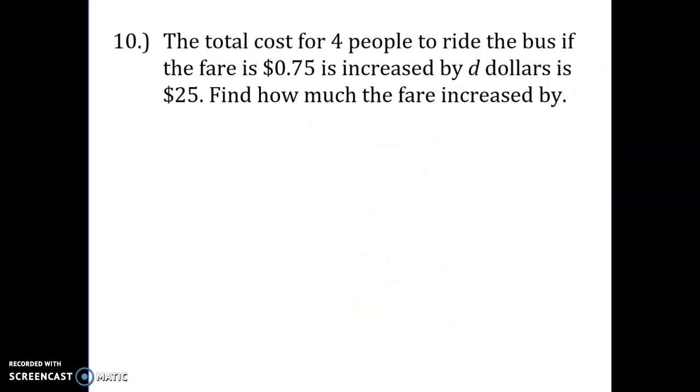Okay, the last one we have here, the total cost for 4 people to ride the bus, if the fare is 75 cents, increased by D dollars, is $25. Find how much the fare increased by. Okay, so 4 people to ride the bus is going to be, if the fare is 0.75, increased by D dollars. So increase would be plus D, and that's going to be equal to $25. Okay, so there's our equation.